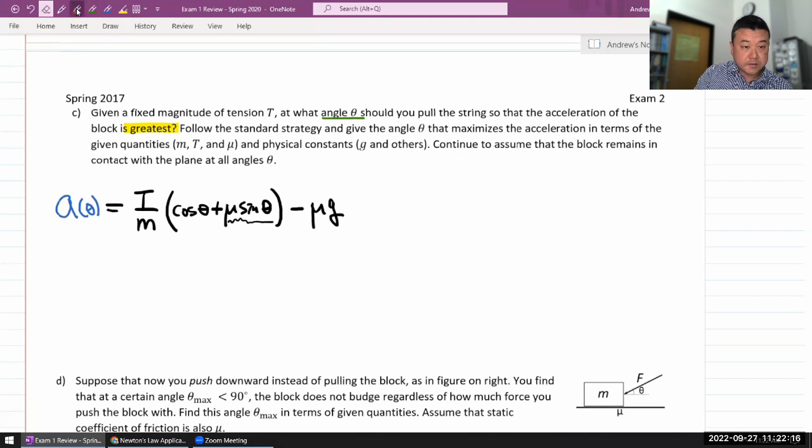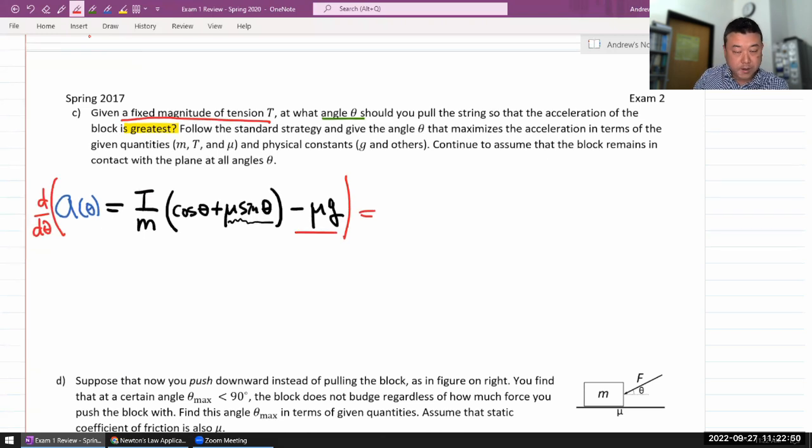So let me just take the derivative of this with respect to theta. And this is technically a partial derivative in that, of all my parameters and variables, I'm only treating theta as being something that could potentially change. So I'm going to treat tension, mass, mu, g as constant. Tension could be a variable, but they did say fix the magnitude of tension T. So let me take the derivative.